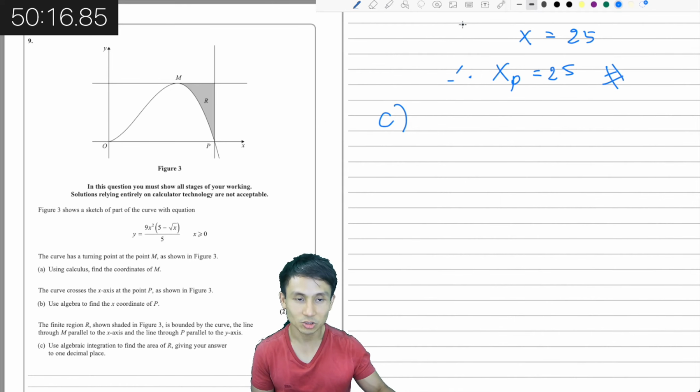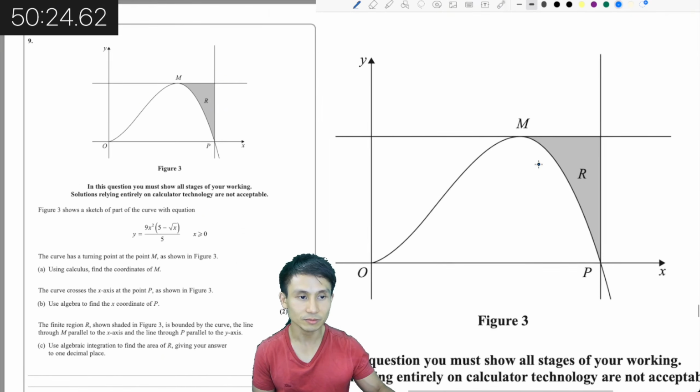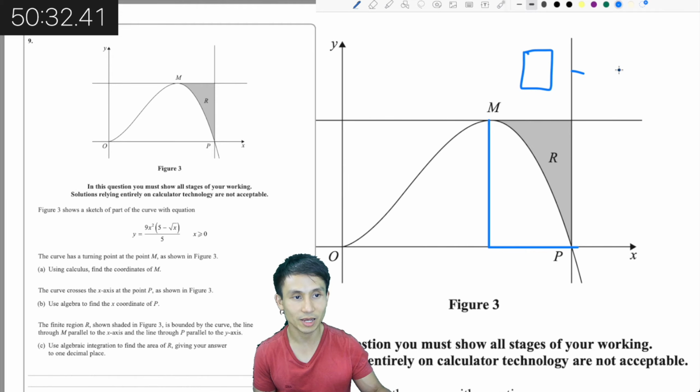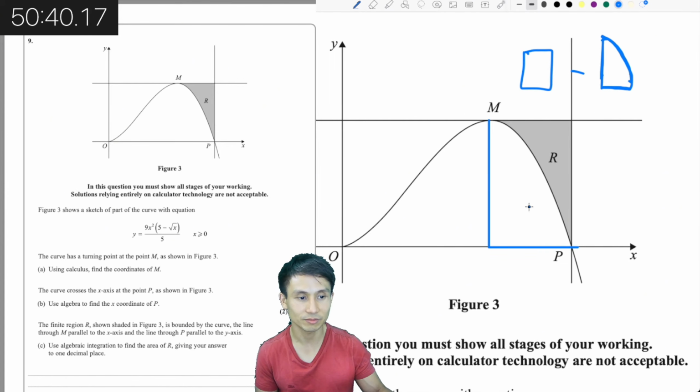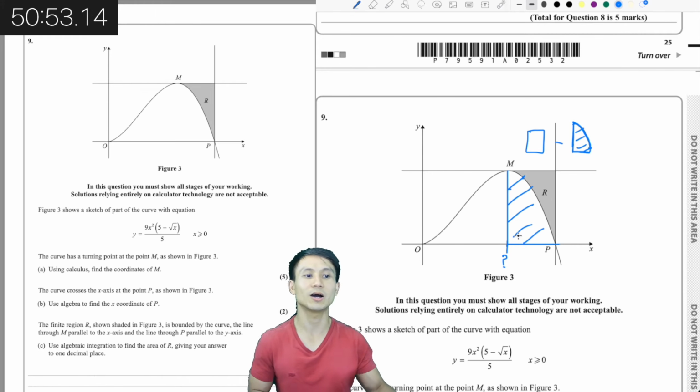All right. So my idea is probably to, let me go up to the figure here. I'm going to find the area of the rectangle, right? So area of rectangle minus the area under the curve, the curve from this point right here to that. So it's this area basically that we need to subtract from the rectangle to get R.